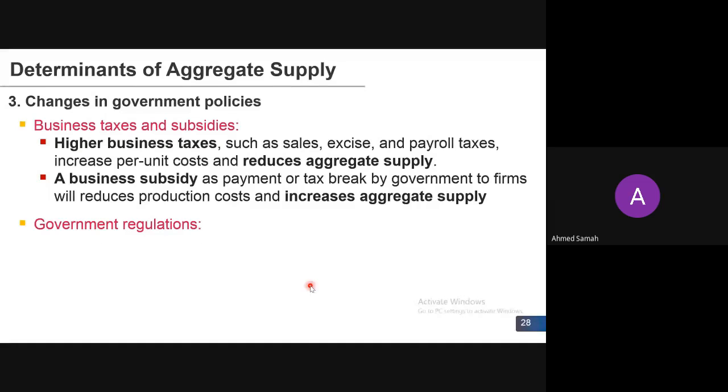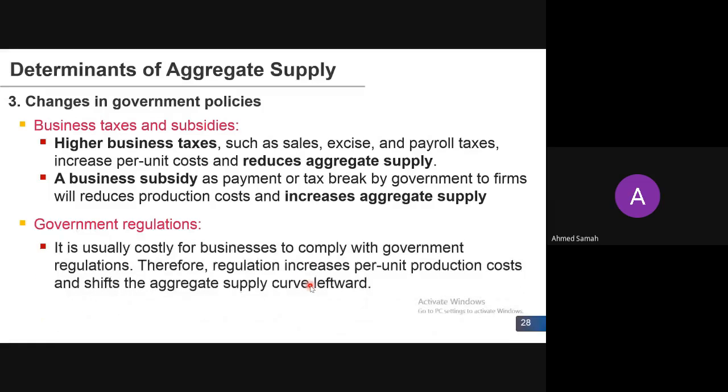Government regulation is another thing which could affect the aggregate supply level. It is usually costly for businesses to comply with government regulations. For example, carbon footprint levels set by the government. Eco-friendly, carbon-friendly materials or equipment are actually more expensive as of now. So in order to adhere to the regulation, they will have to incur a higher cost. Because of that, the aggregate supply will fall or shift leftwards.